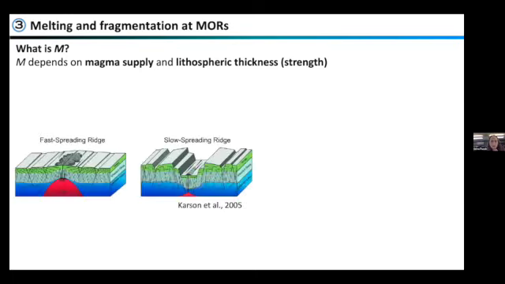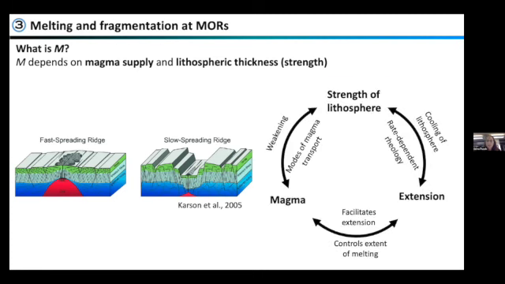For example, if we look at the dynamics of fast and slow spreading ridges, in fast spreading ridges, the faster you spread, the faster you decompress, the more melt you produce. So you produce a larger melting region, and also the lithosphere is thinner and warmer. So these two, the magma supply and the strength, are connected, and the opposite for slow spreading ridges. The slower you spread, the lithosphere has time to cool, and the less melt you produce.